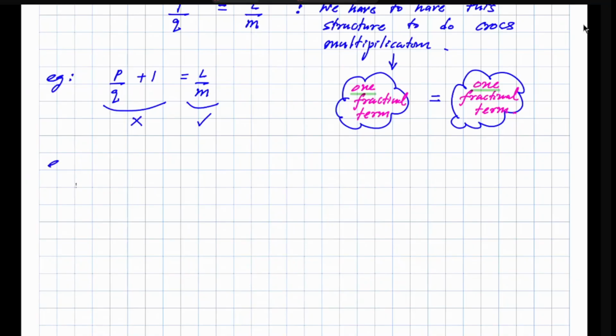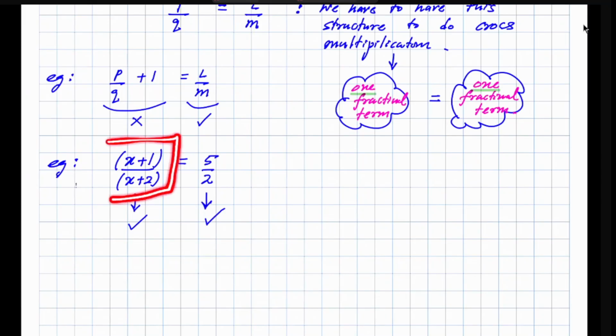Another example, if you have x plus 1 divided by x plus 2 is equal to 5 divided by 2. Can we cross multiply here? Yes, you can. Why? Because this is a fraction altogether and this is a fraction. On the left hand side you have one term, and on the right hand side there is one term. So that is doable.